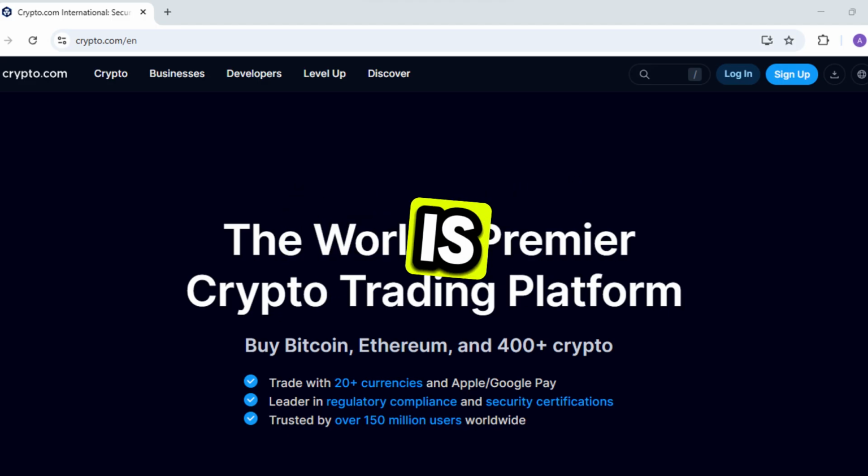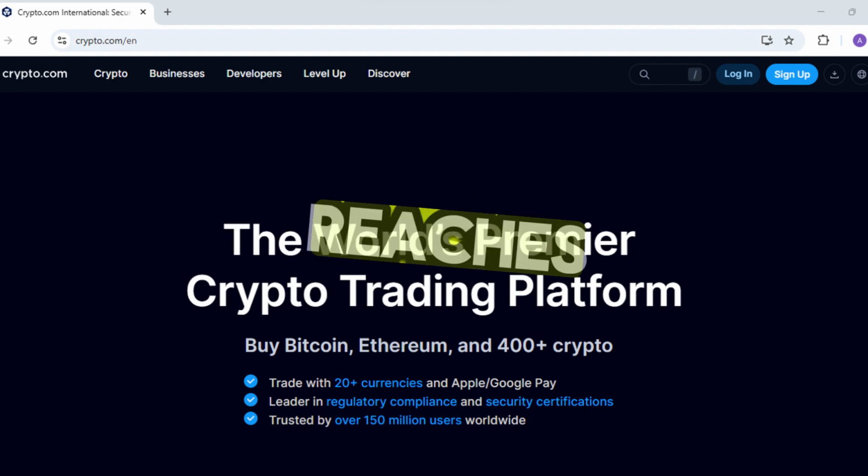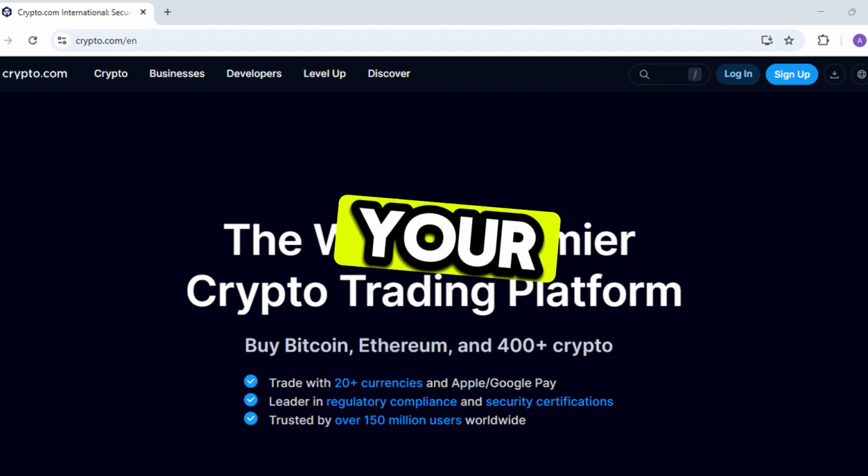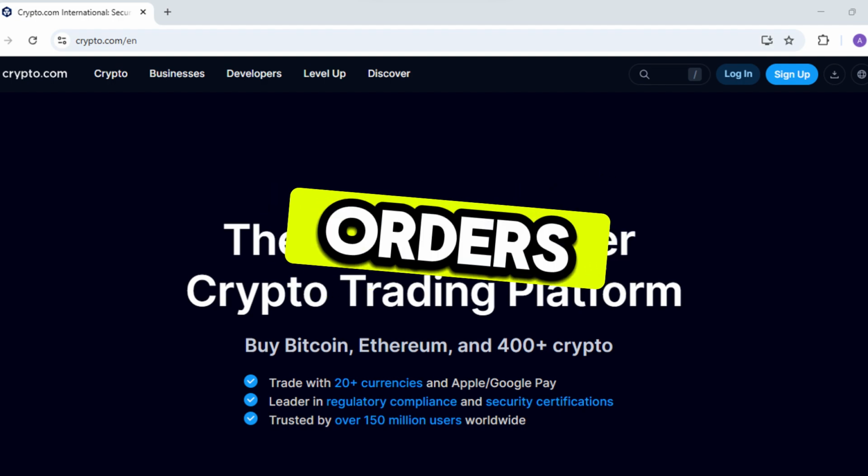Your limit order is now active and will fill if the market reaches your price. You can view your open orders in the Open Orders section.